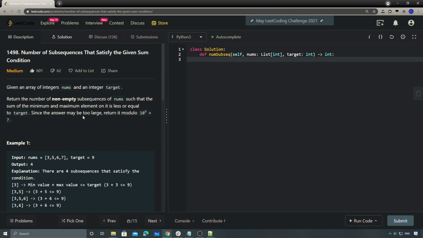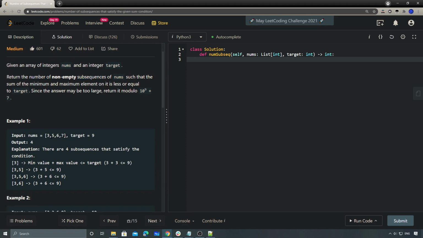Now this one is about subsequences, and it's about the number of subsequences. For example, we have these numbers 3, 5, 7, 6, 7, and the target is 9. So the answer is 4. The reason is that there are 4 subsequences whose minimum and maximum number sum is smaller than or equal to 9. So we have 3, 3 5, 3 5 6, and 3 6.